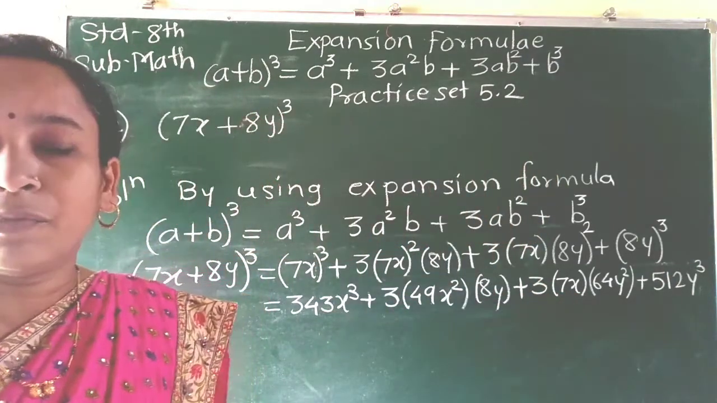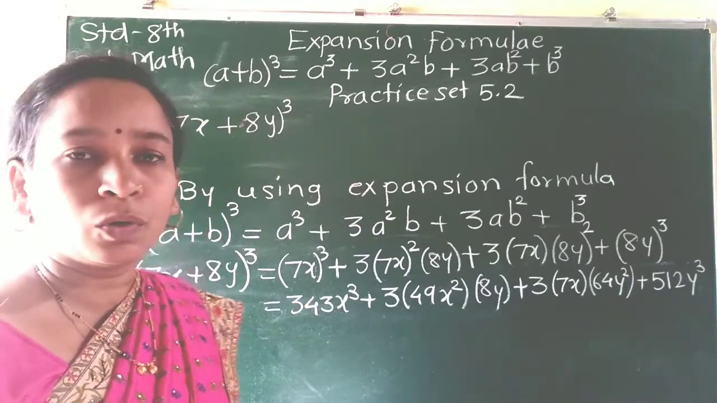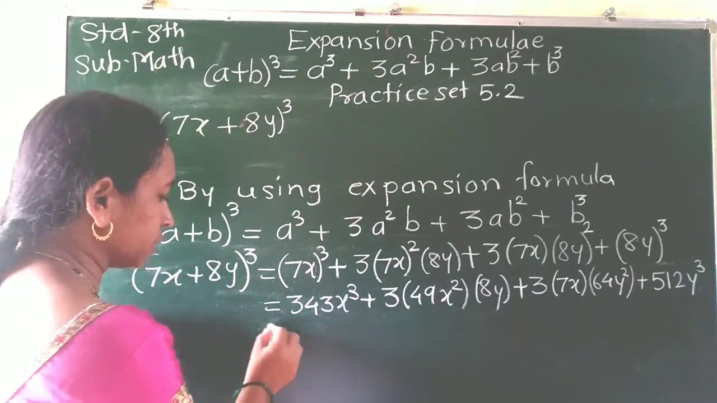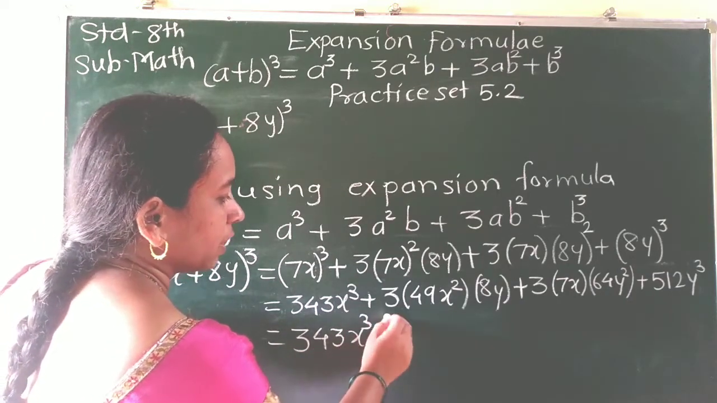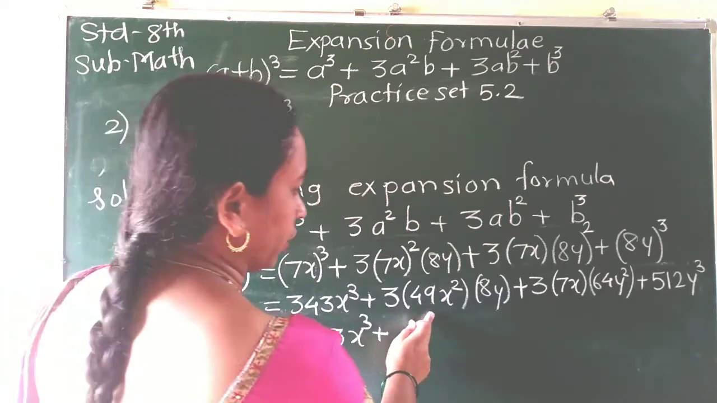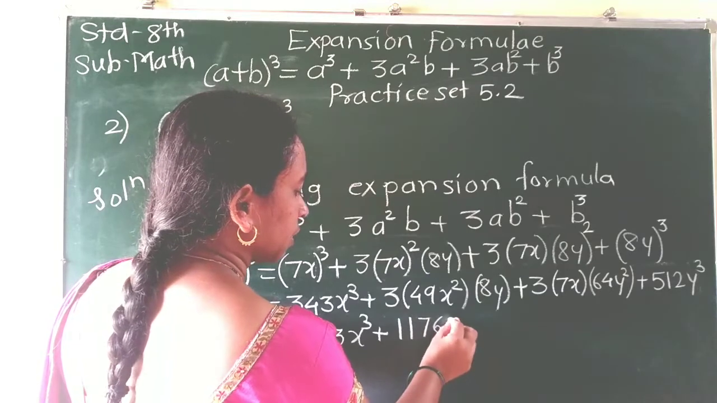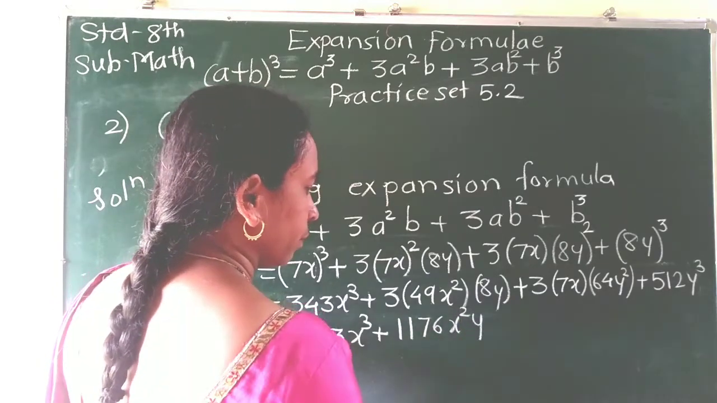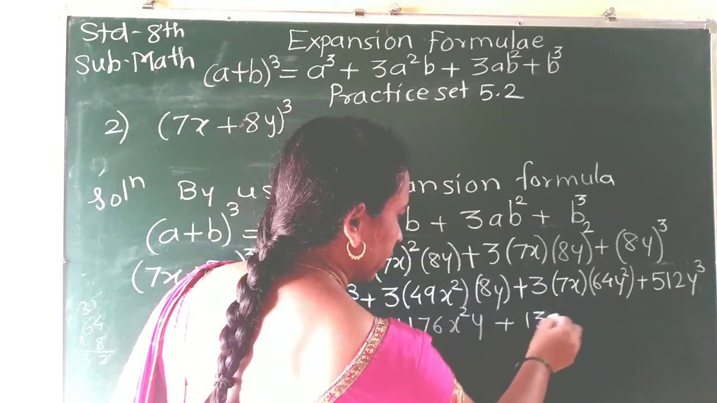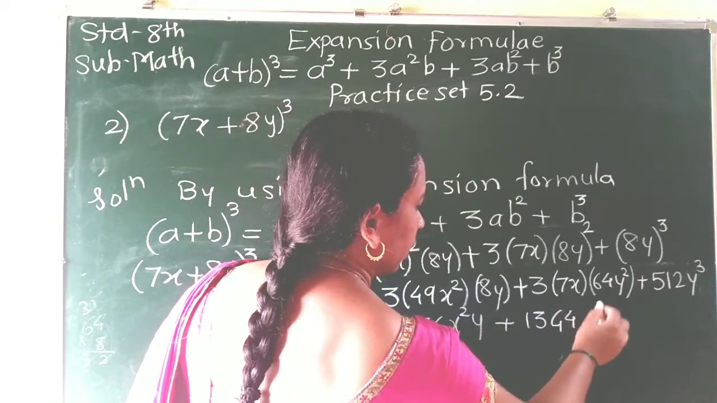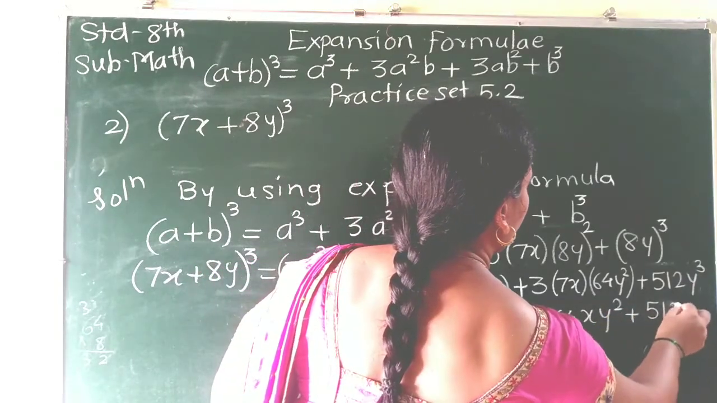Students, if you learn the cubes from 1 to 10, it will help you to solve such types of examples. So 343 x cube, multiplication of these: 3 multiplied by 49 multiplied by 8 would be 1176 x square y, plus multiplication of these numbers would be 1344 x y square, plus 512 y cube.